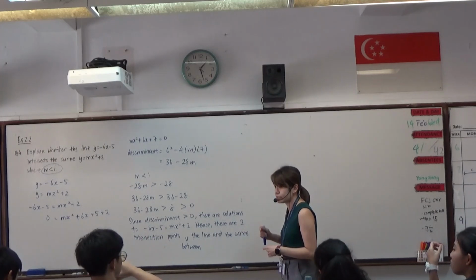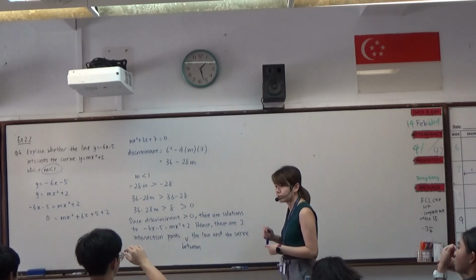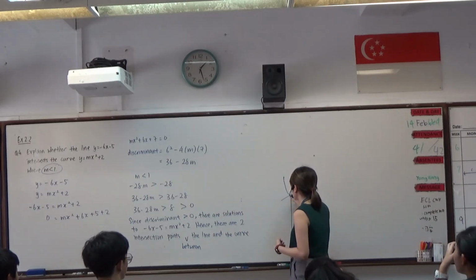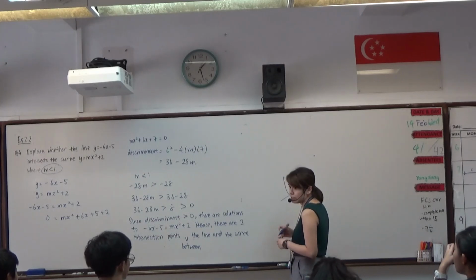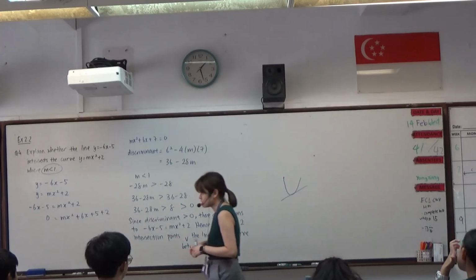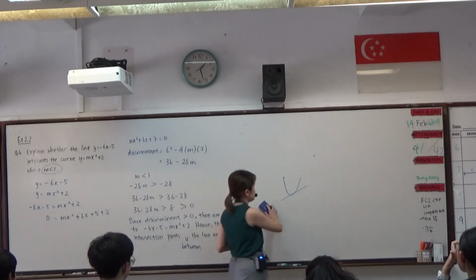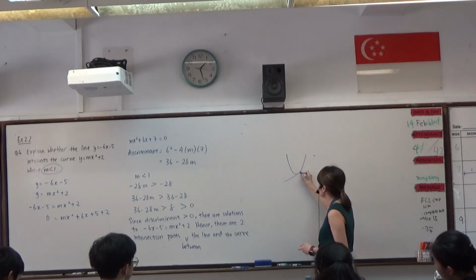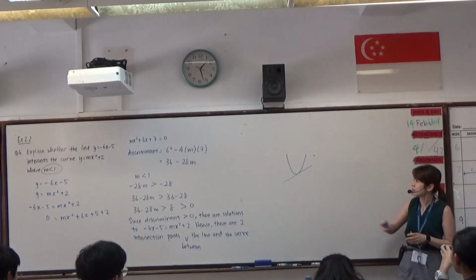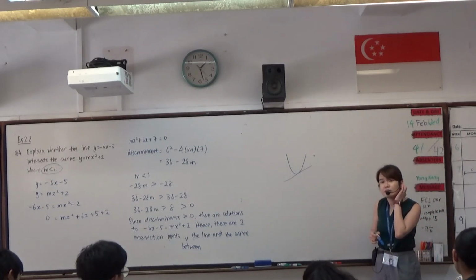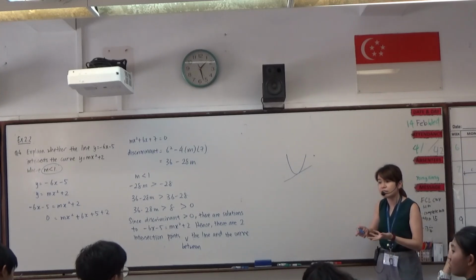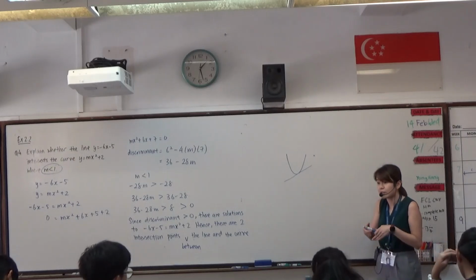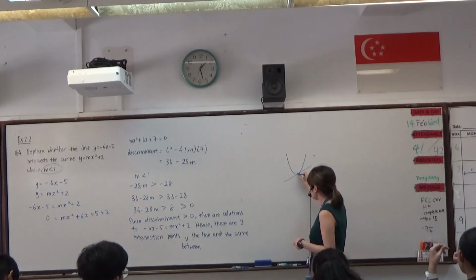It's one line, one curve, not two lines. What is touch but don't pass through? Tangent. It's a tangent, is it? What do you think then? What does intersection mean? Intersection means meet at one point, meet at least at one point. So this is still an intersection point.